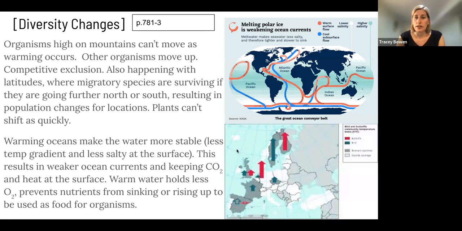This image here is some data related to migratory pathways of different bird species.